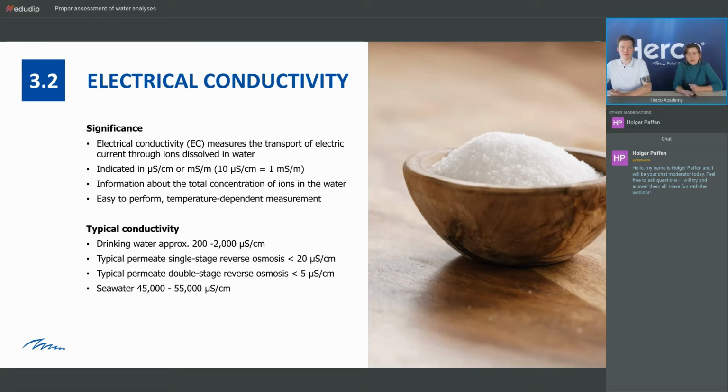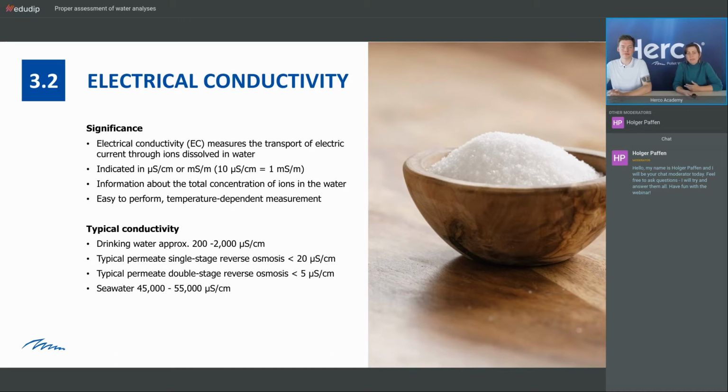It's very common because it's an easy measurement. It's easy to do. It's not costly. It is temperature dependent, so one should always have the indication of the temperature at which the conductivity was measured. Usually it gets normalized to 25 degrees, for example.